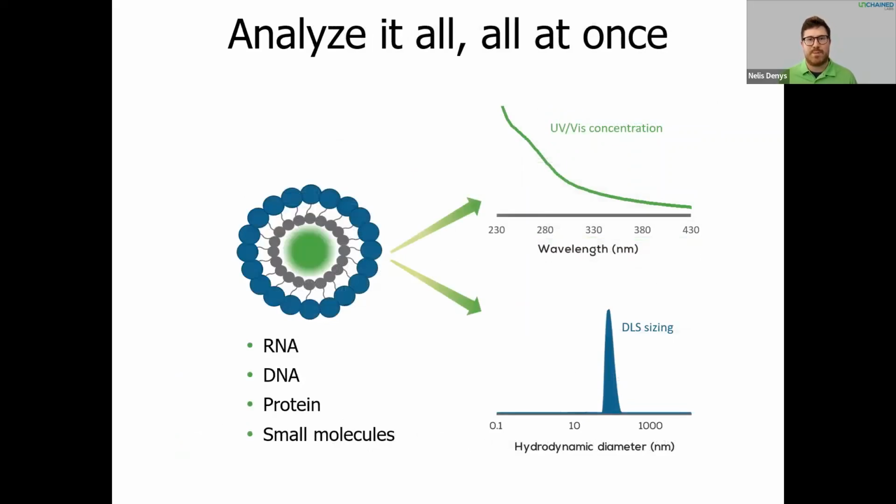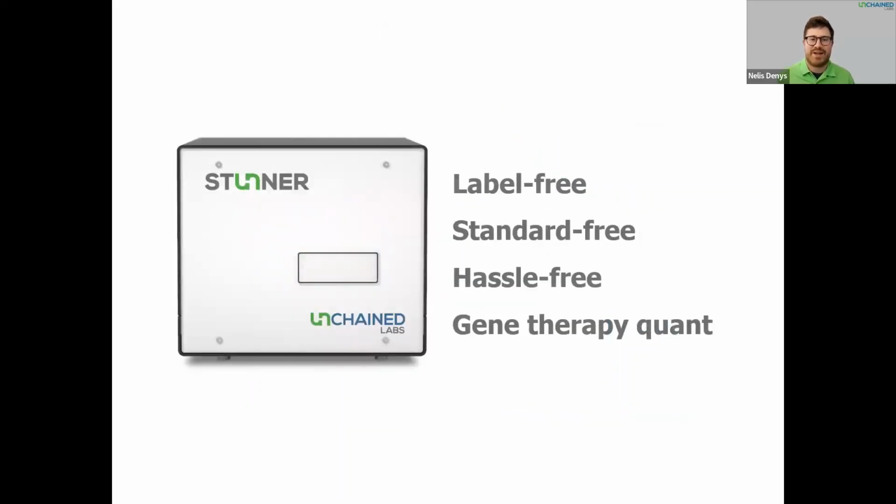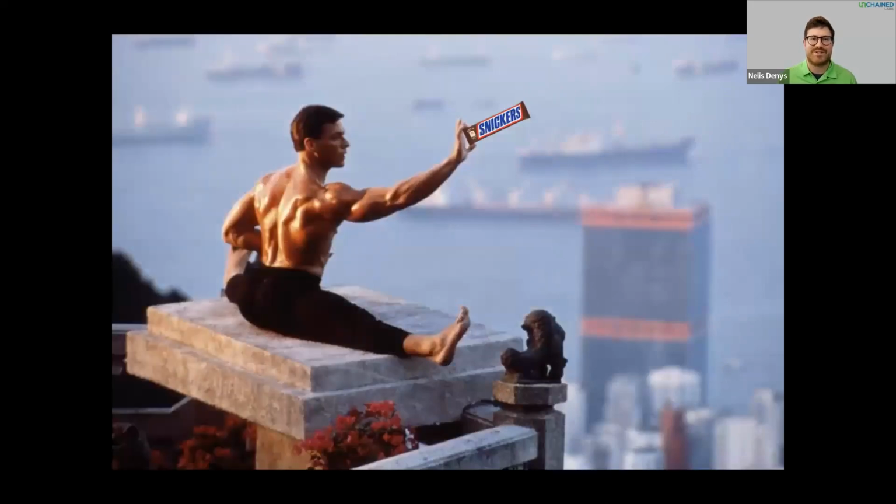So Stunner's nanoparticle applications combine both UV-Vis and DLS technology on a sample to deliver total payload quantification and low volume size and DLS results, and PDI results, sorry. And so that's how Stunner delivers label-free, standard-free, and hassle-free gene therapy. So just like our good friend Jean-Claude here, he wants to keep his zen by knowing how many Snickers he has without resorting to the drastic methods of earlier. You can keep your zen while making nanoparticles by getting size and quantification information from Stunner's flexible nanoparticle apps.